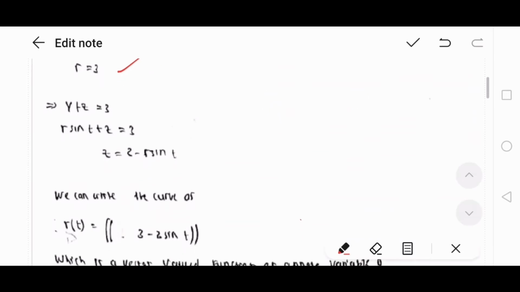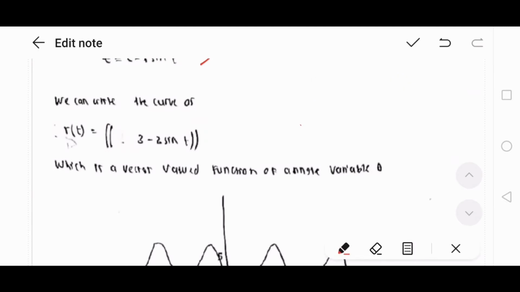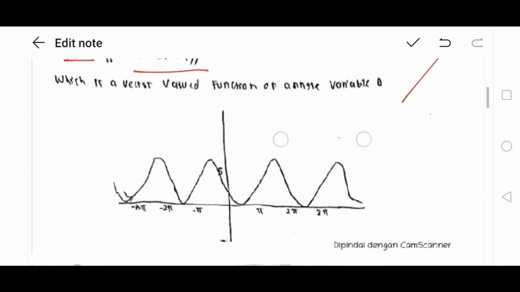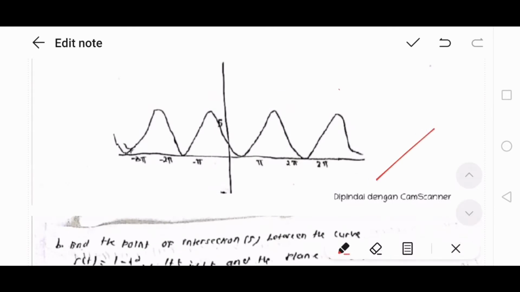Then from the equation of the plane y plus z equal to 3, we get z equal to 3 minus r sin t. Then we can write the curve r(t) as 3 cos t i plus 3 sin t j plus (3 minus 3 sin t) k, which is a vector valued function of a single variable t. Then we get a graph like this.